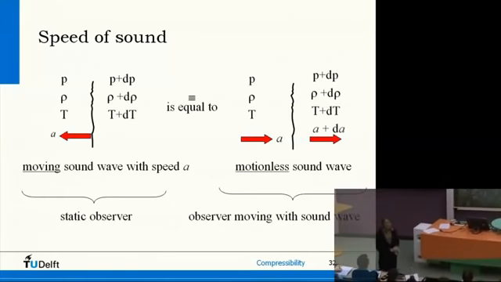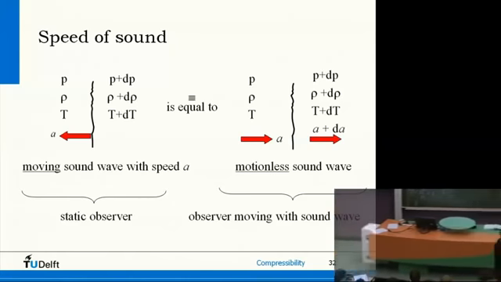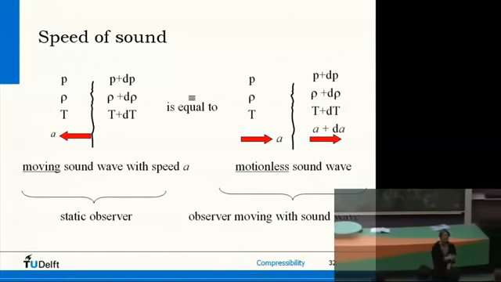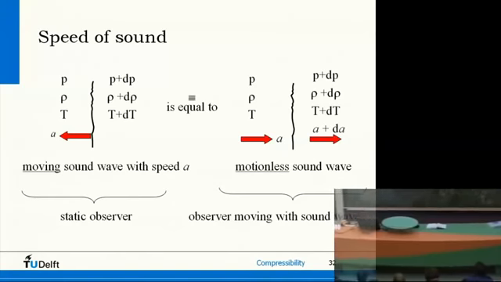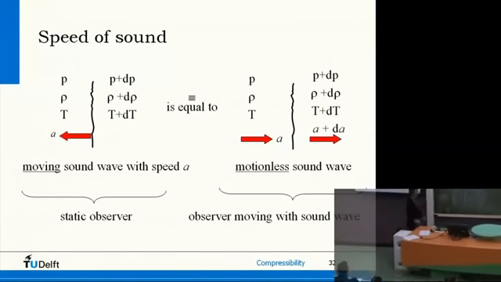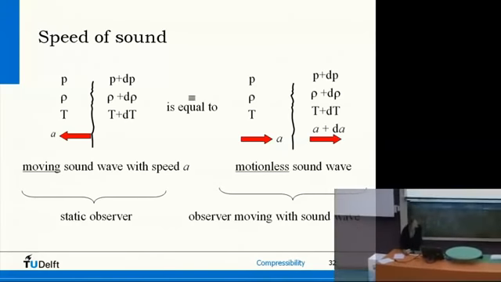What is speed of sound? Sound are small perturbations going through air or through whatever medium. And they travel at a certain speed, the speed of sound. The speed of sound is not constant. It depends on the conditions of your gas or flow. Now the way to look at this: suppose we have a sound wave here.